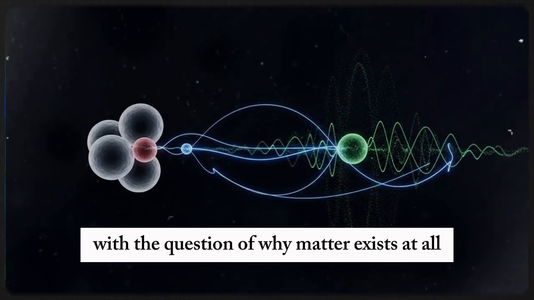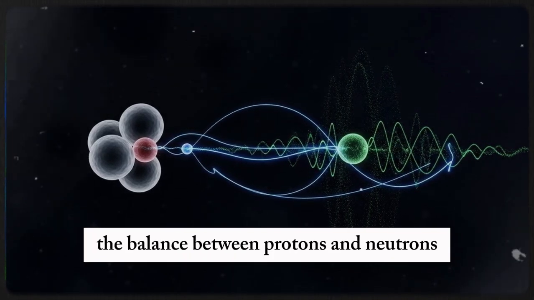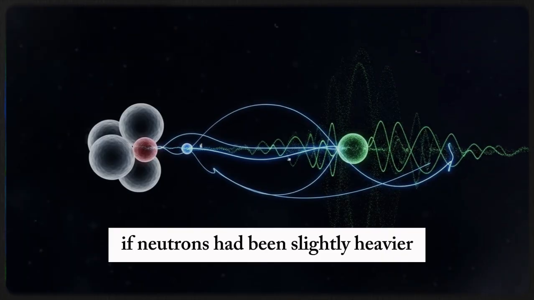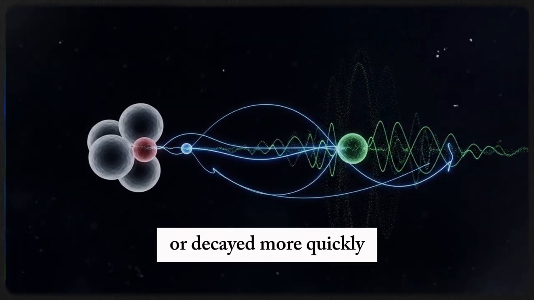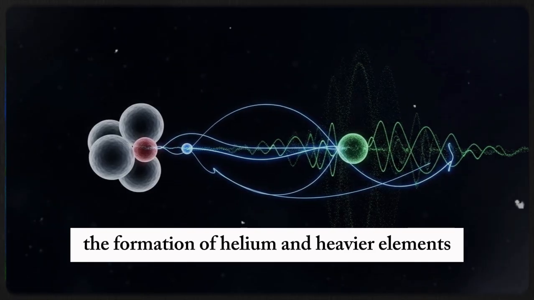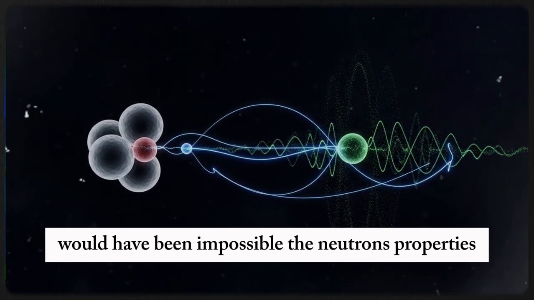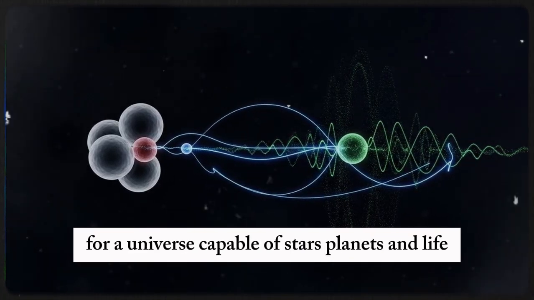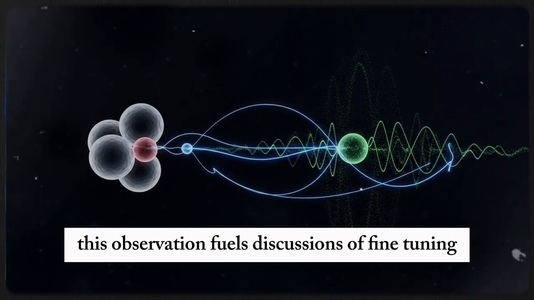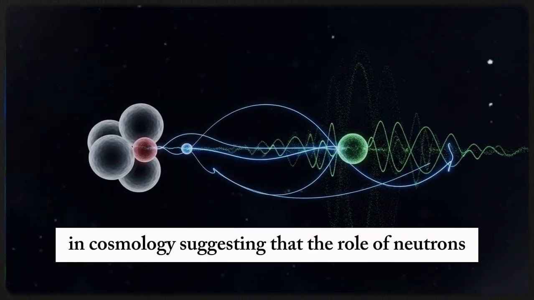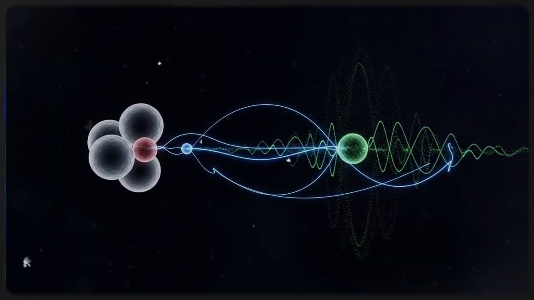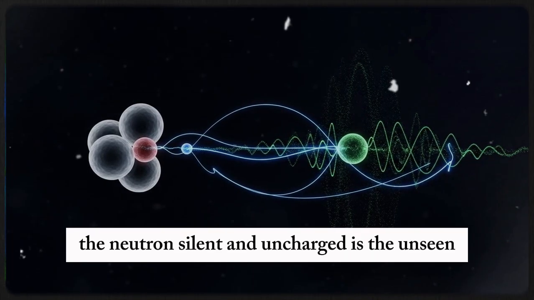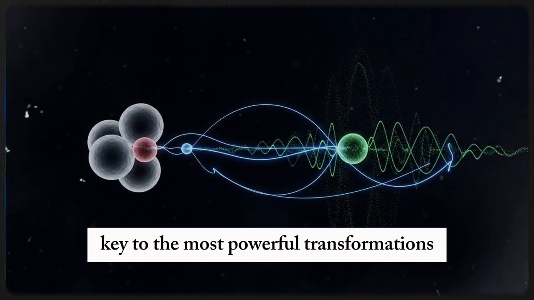At the cosmological level, the stabilizing role of neutrons also intersects with the question of why matter exists at all. In the early universe, the balance between protons and neutrons was finely tuned by the conditions of the Big Bang. If neutrons had been slightly heavier or decayed more quickly, the formation of helium and heavier elements would have been impossible. The neutron's properties, including its stabilizing role, appear to be delicately adjusted for a universe capable of stars, planets, and life. This observation fuels discussions of fine-tuning in cosmology, suggesting that the role of neutrons is not only stabilizing but cosmically essential.